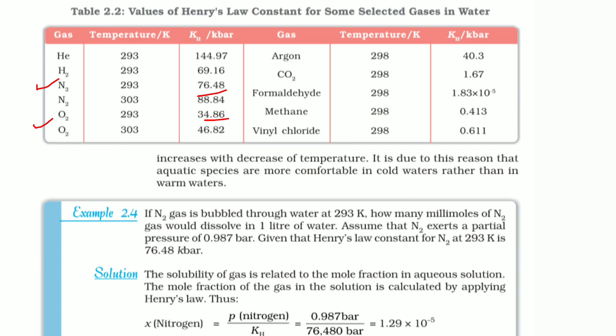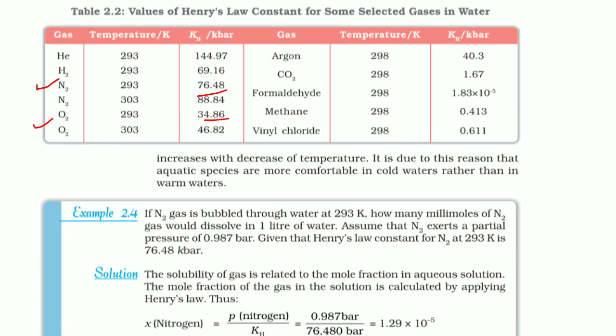So if x is high, that means the number of moles of the gas particle in that solution will be high. That means the solubility will be high. That means if x is high, solubility is high. The mole fraction is high, solubility is high. Understand? Clear?